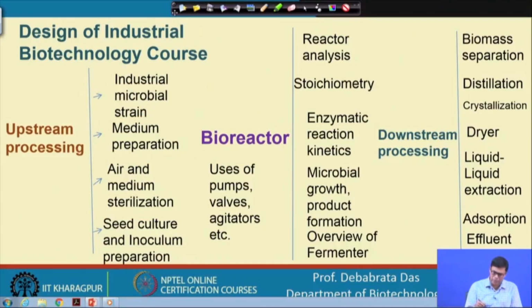And in the bioreactor, when you talk about the bioreactor, it uses different pumps, valves, and agitators. We have different types of pumps. We have the centrifugal pump and the peristaltic pump. We use the centrifugal pump in our day-to-day life for pumping water from the ground to the top floor of a building, and then we have the peristaltic pump.